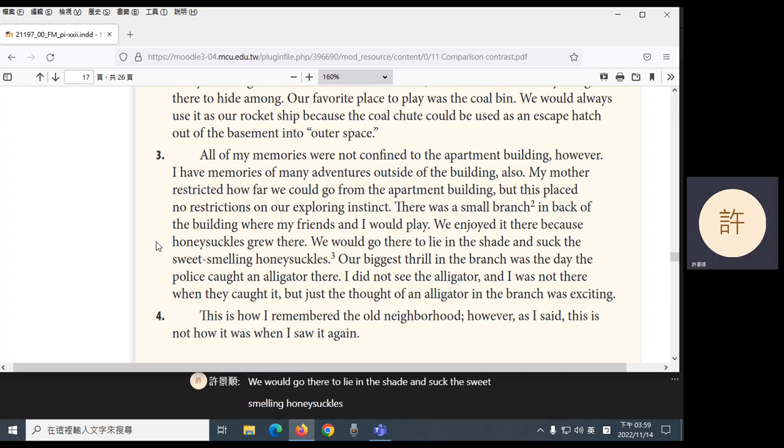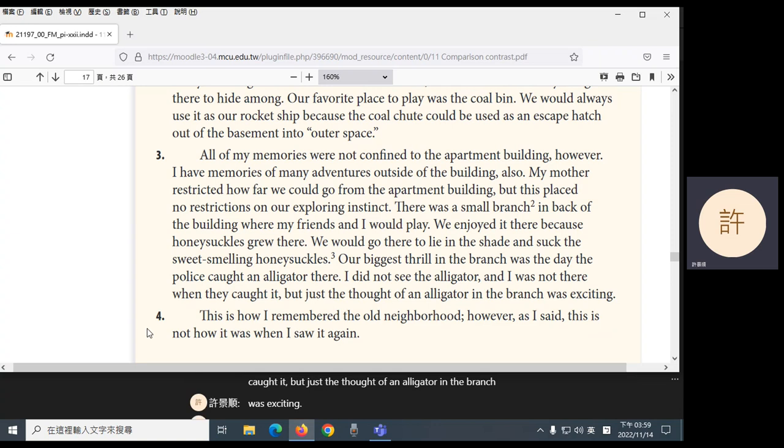Our biggest thrill in the branch was the day the police caught an alligator there. I did not see the alligator, and I was not there when they caught it, but just the thought of an alligator in the branch was exciting.